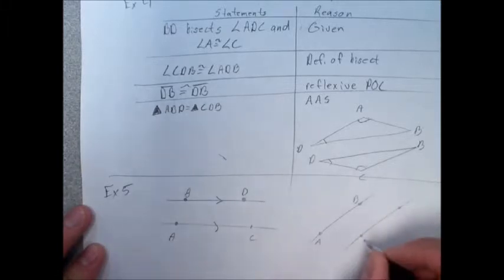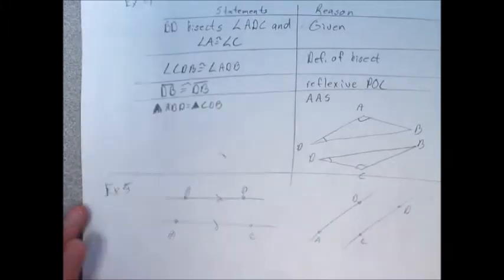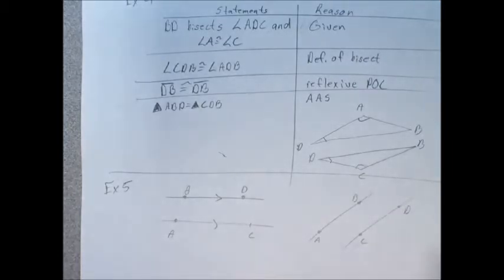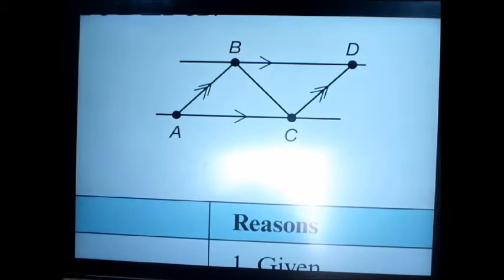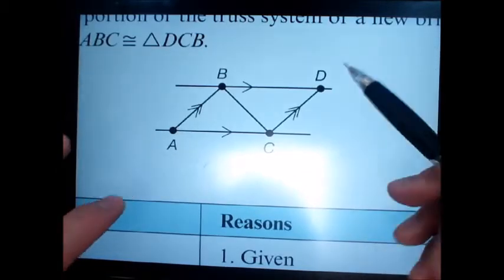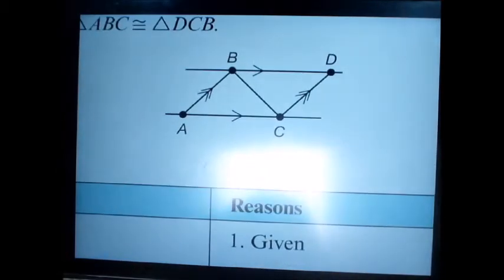So the reason for this is because it's really hard to see all of the things that they want you to notice in the first one. It says that BD is parallel to AC, so we drew it. BD parallel to AC. And then it says AB is parallel to CD, and so I drew it. Next, I have to prove that triangle ABC is congruent to triangle DCB, and I have to figure out why.